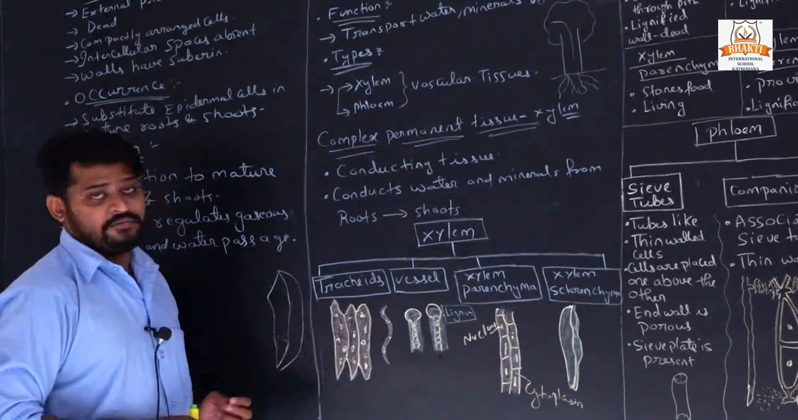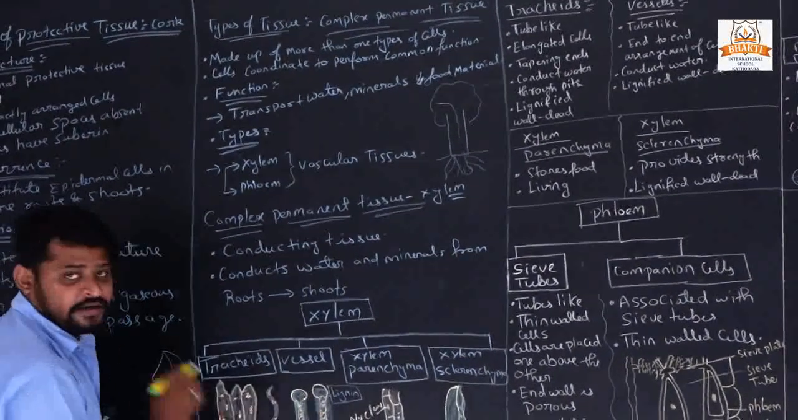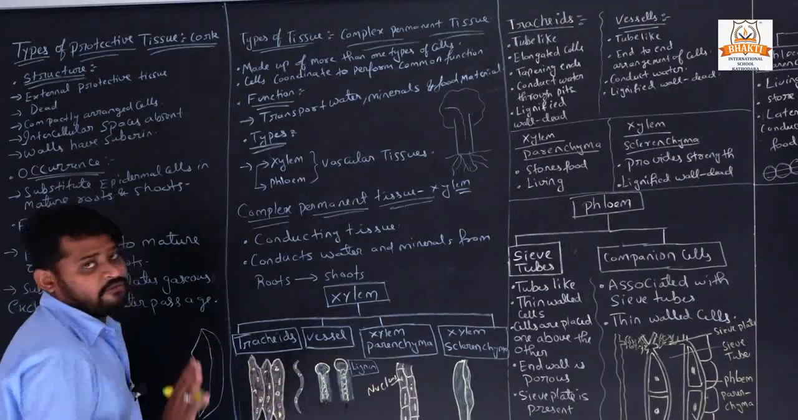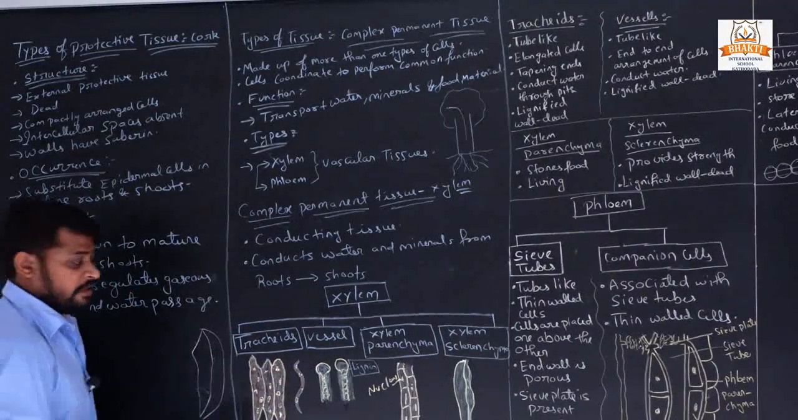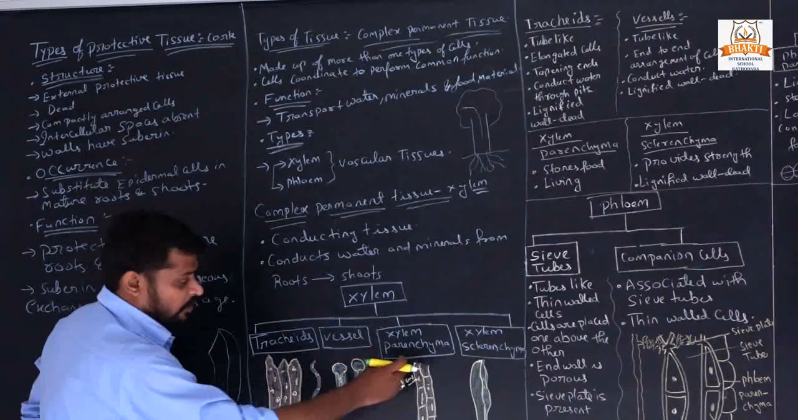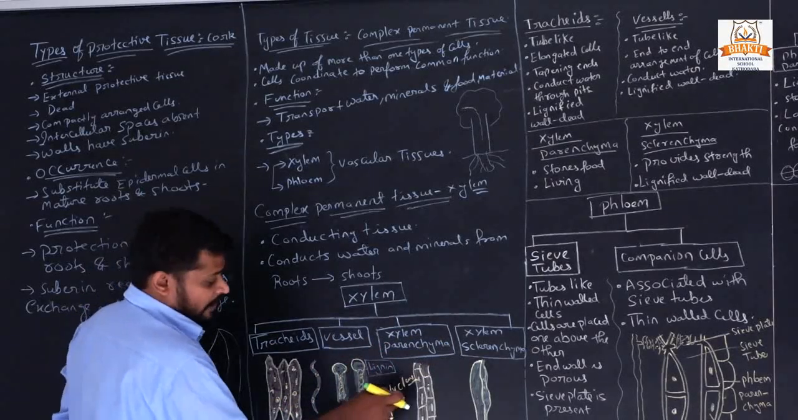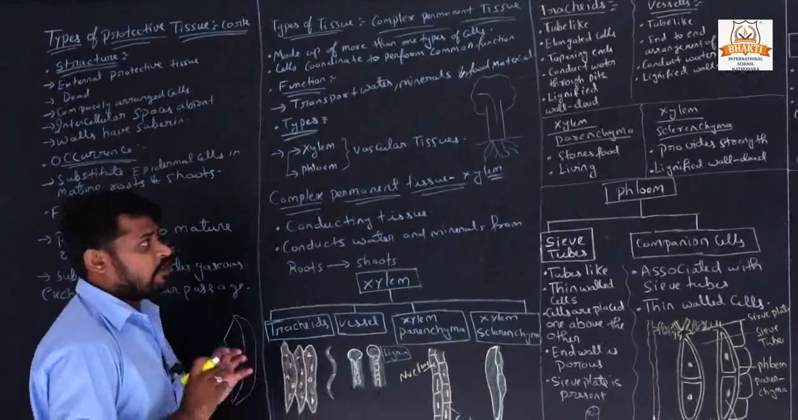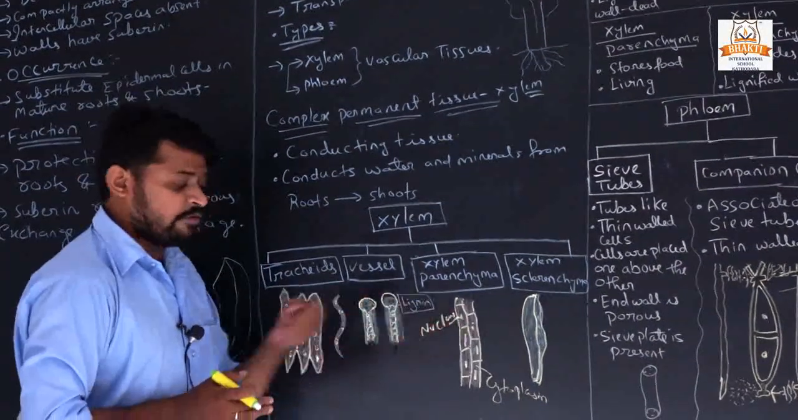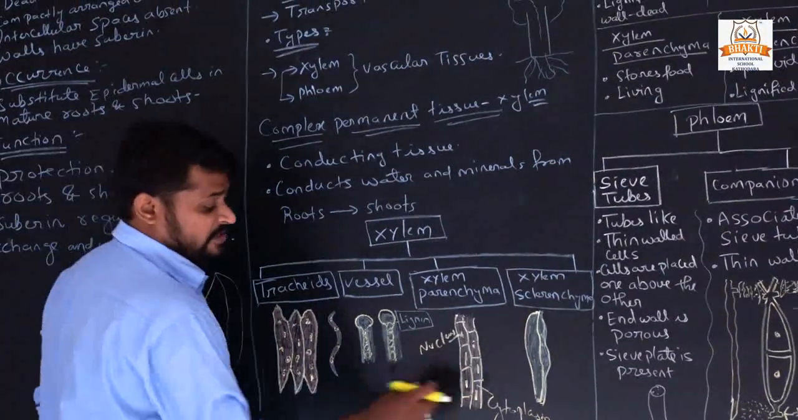The cells are arranged end to end, and they conduct water. It is also the work of conducting water, and the walls are made up of lignin. Now this is xylem parenchyma. You will see, what is xylem parenchyma? It has the work of storing food, which means it will store food. And it is a living cell.